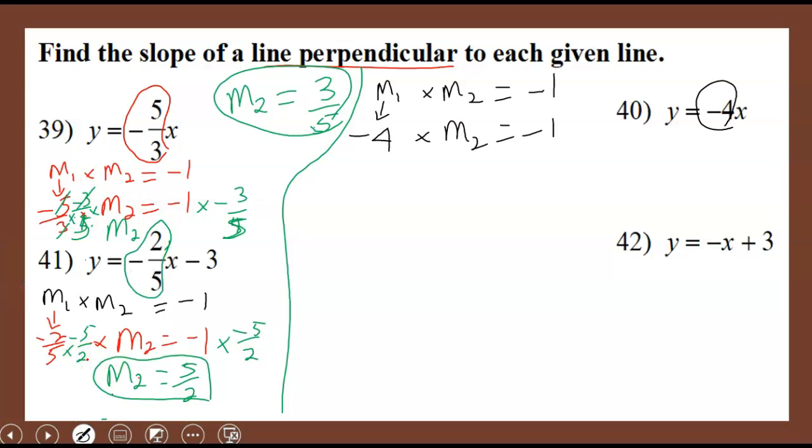Okay, so what's the reciprocal of negative 4? It's negative 1 over 4. So this is multiplied by negative 1 over 4. So this will cross out and become 1. So we have m2 equals negative 1 times negative 1/4. Negative times negative is positive. It's positive 1/4. Again, that's our answer.